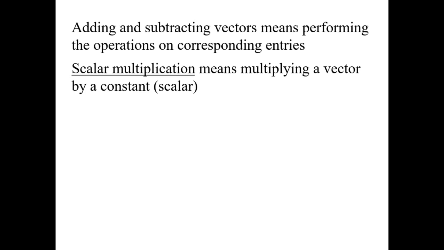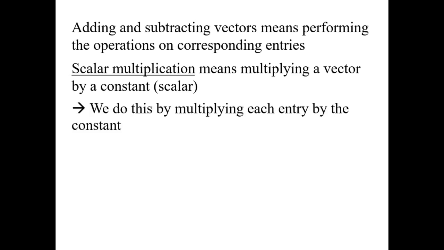We want to talk about adding and subtracting vectors. If I give you the components, adding and subtracting two vectors just means add or subtract the corresponding pieces. If we want to multiply by a scalar, meaning multiply by just a number instead of another vector, we're going to multiply each entry of the vector by that scalar.